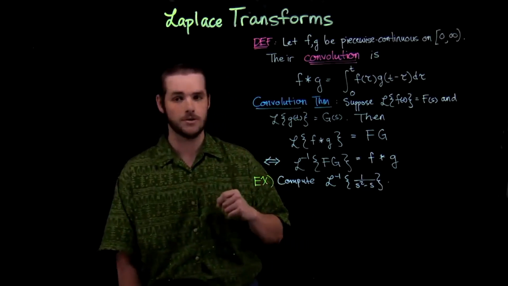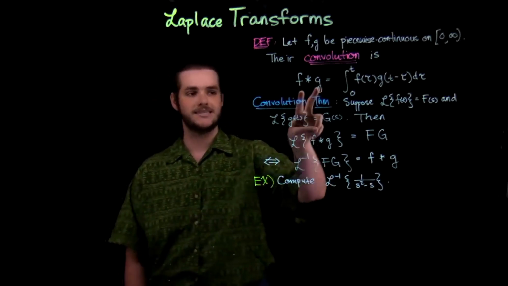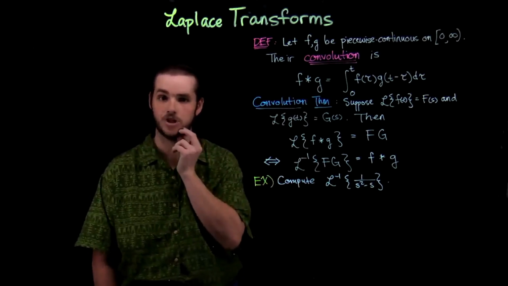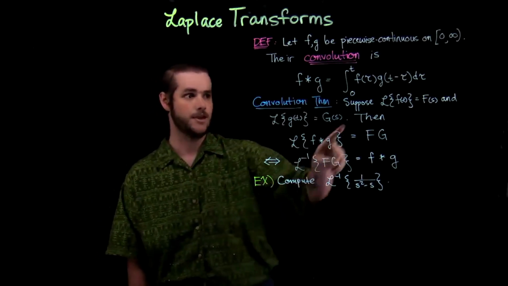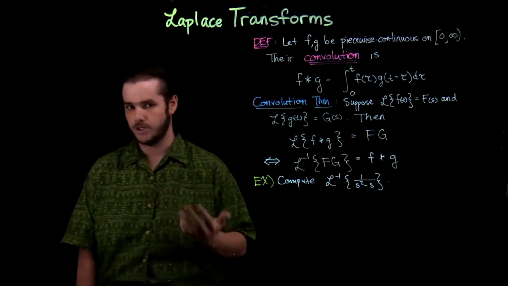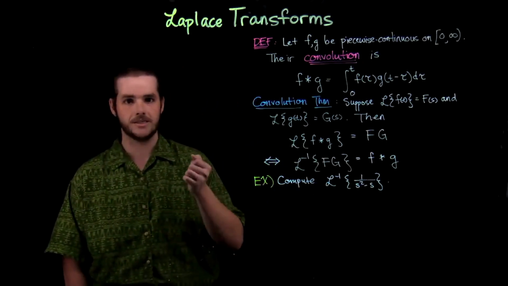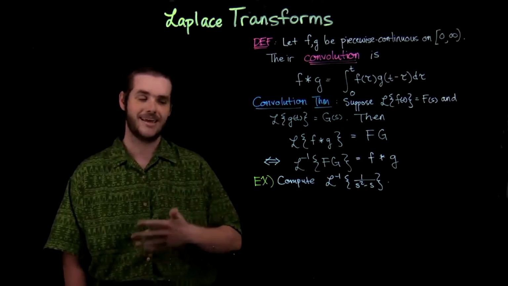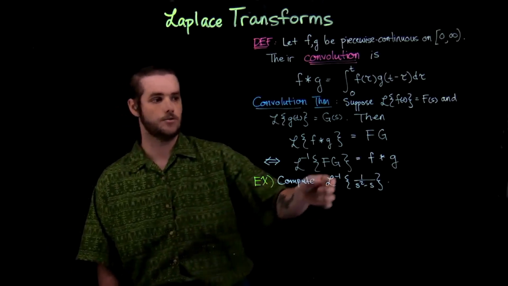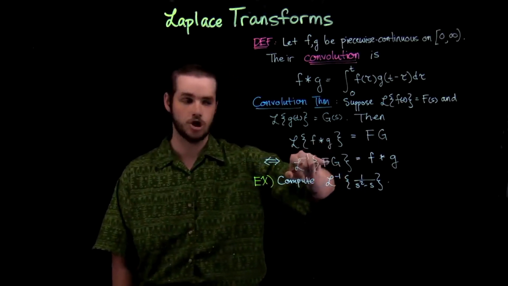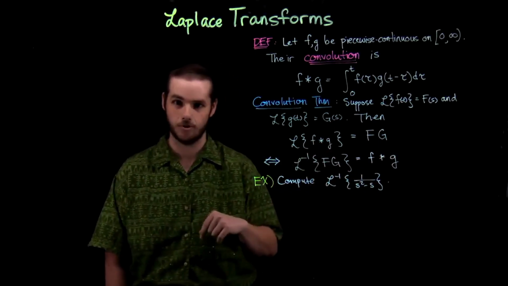A really important point to add is that convolution does not commute necessarily. So f star g is not always the same as g star f. It is important to watch the order here. But why are we talking about them? Well, because Laplace transforms split convolution into multiplication. So if I take the transform of a convolution, I get the product of their transforms.